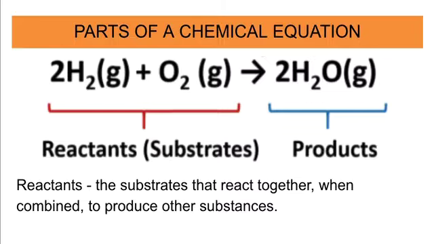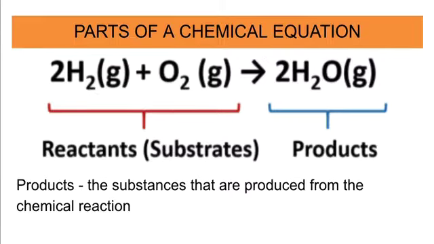You'll notice there is one side called the reactants. Those are the substrates that react with each other so that when combined, they can produce other substances. And on the other side of the arrow, or the yield sign, we have the products. These are the substances that are actually produced from the chemical reaction. In other words, the reactants react with each other to create the products. The reactants are on the left-hand side of the equation, and the products are on the right-hand side of the equation.